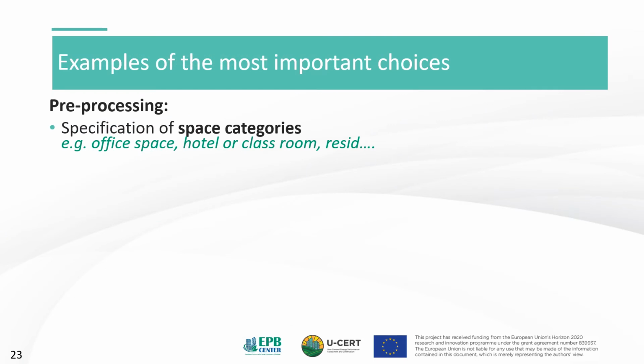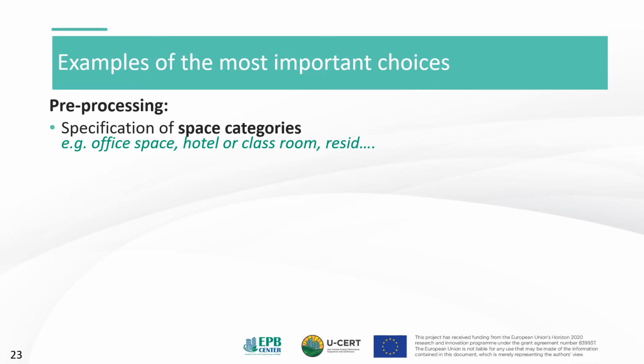And now for the final part of this presentation, some examples of the most important choices. First, we look at the choices regarding pre-processing. So that concerns the specification of space categories. So for instance, to distinguish between office spaces, hotel rooms, classrooms, residential spaces, etc.